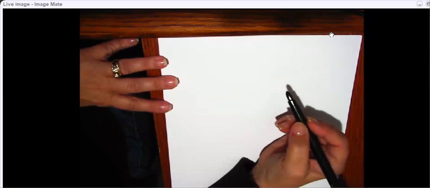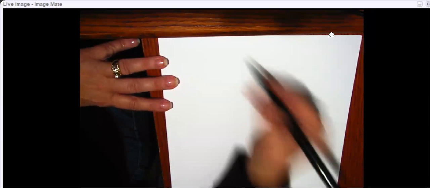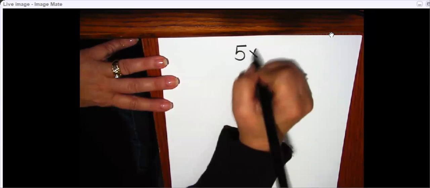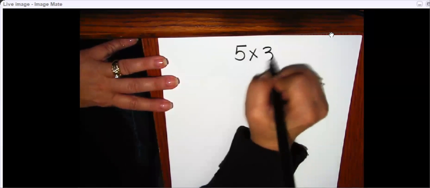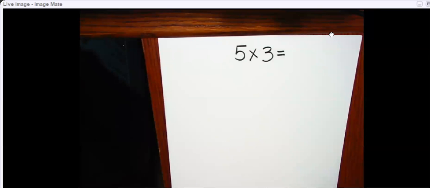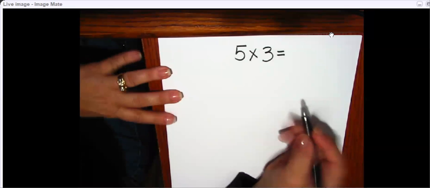So our first practice of equal groups goes like this. We're just starting off with multiplication, so we don't know our multiplication times tables yet. So if I have the number 5 times 3, I don't know what that is yet because we haven't really learned multiplication yet. We're just beginning to understand what multiplication is.